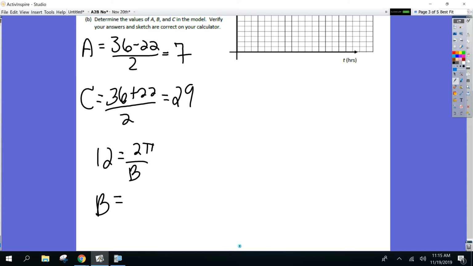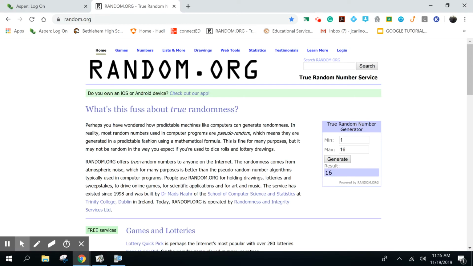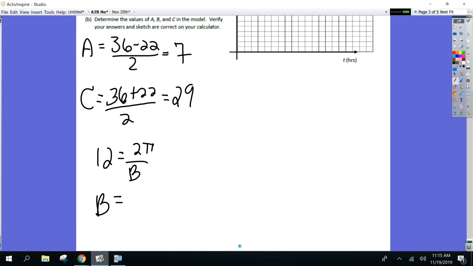Okay, lowest terms for me on this one. I'll challenge you. Lowest terms. 16 lowest terms. Pi over 6.